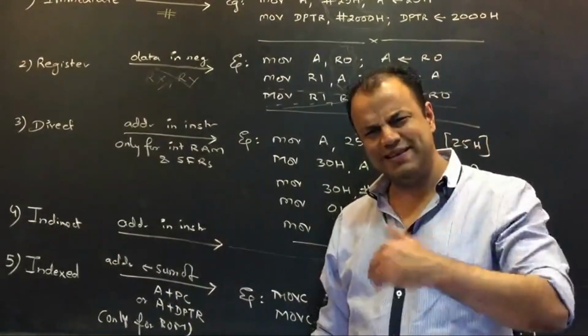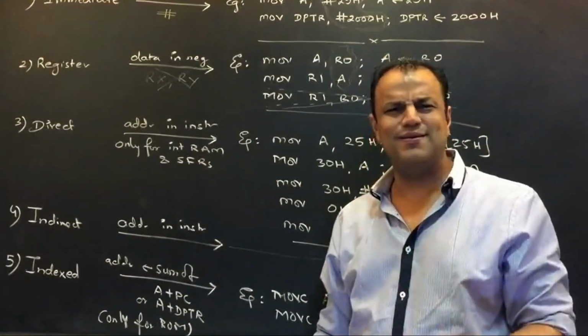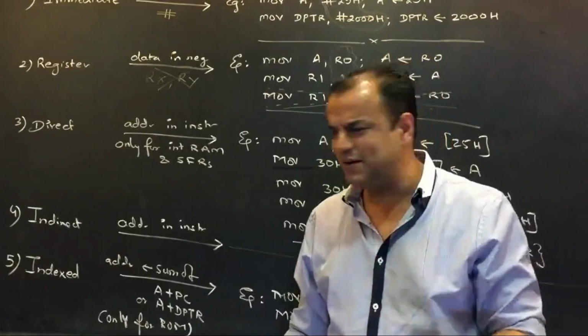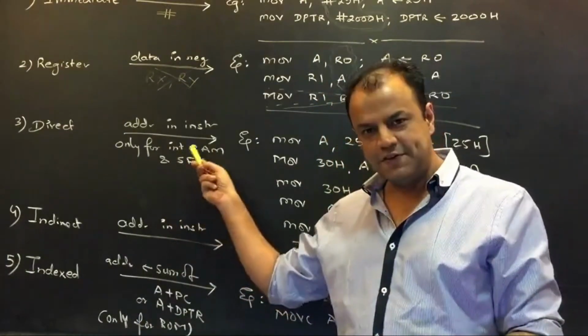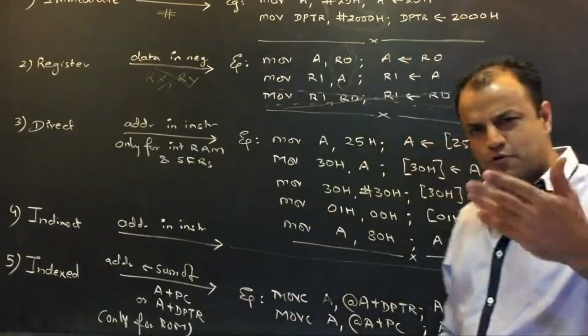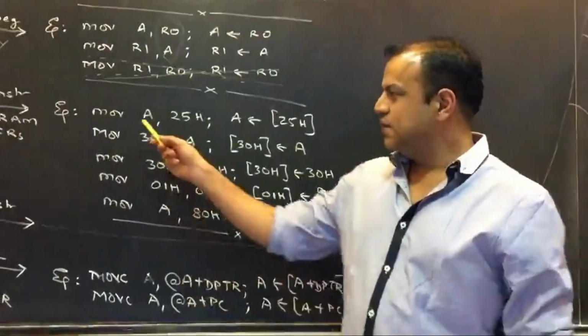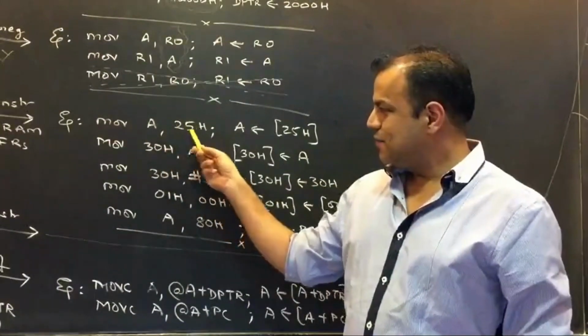Don't confuse yourself. It's easier than what you're thinking. If you're thinking this is complicated, no. This is not complicated. It's pretty easy. Right now, ignore SFRs. What it mainly works for is internal RAM. Then I'll show you an example of SFR also. Don't worry. Now, example. MOV A, 25H.